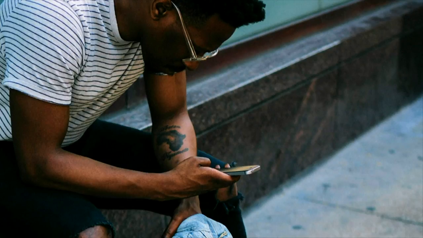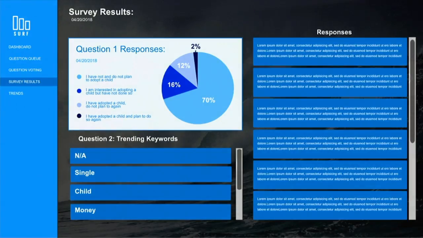So at this point, Humera gets back on and sees the results of her survey. She notices that many people indicated that they have never adopted and aren't interested in doing so, which doesn't surprise her. But she is surprised by how many people said that they were interested in adoption but hadn't done so.